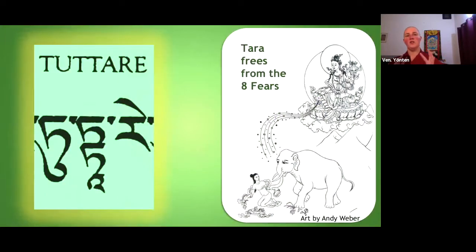And then the big one is Tuttare. The Tuttare is Tara freeing from the eight fears. And the eight fears are depicted as things that human beings find scary and are fearful of, when really what we should be fearful of are negative states of mind, because it's negative states of mind that cause harm to ourselves and others. So we marry the eight fears with eight situations or animals or things that normally scare us, and we talk about what should actually scare us so that we stop doing them.